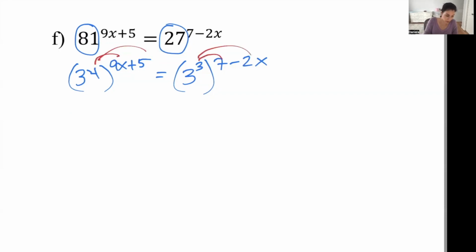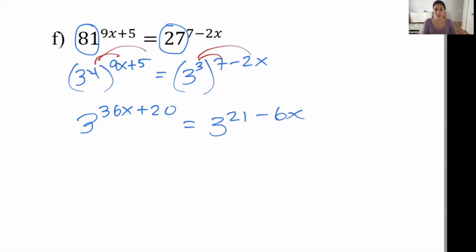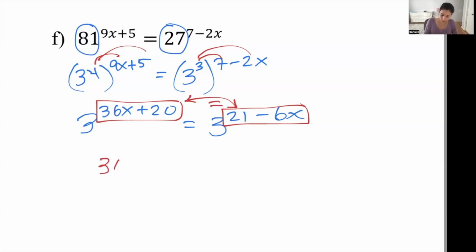So we end up with, let's see, 3 to the 36x plus 20 is equal to 3 to the 21 minus 6x, right? So that's after we distribute it. So if this is 3 to the 36x plus 20, and that's equal to 3 to the 21 minus 6x, given those have the same base, that means these exponents have to be equal to each other. So that would be the next step, right? These would have to be equal to the same number.